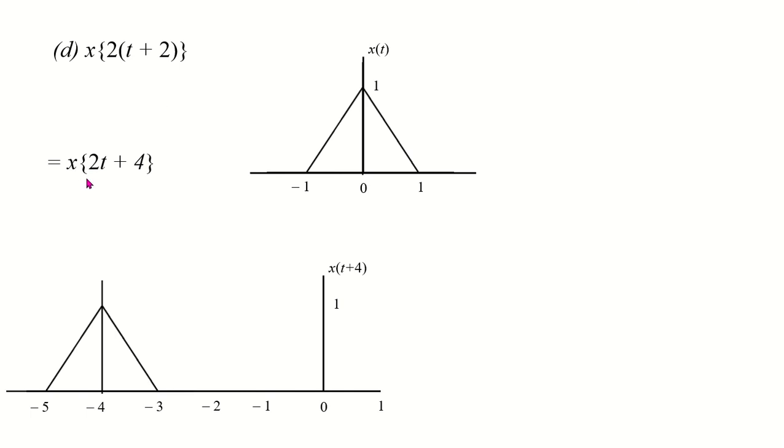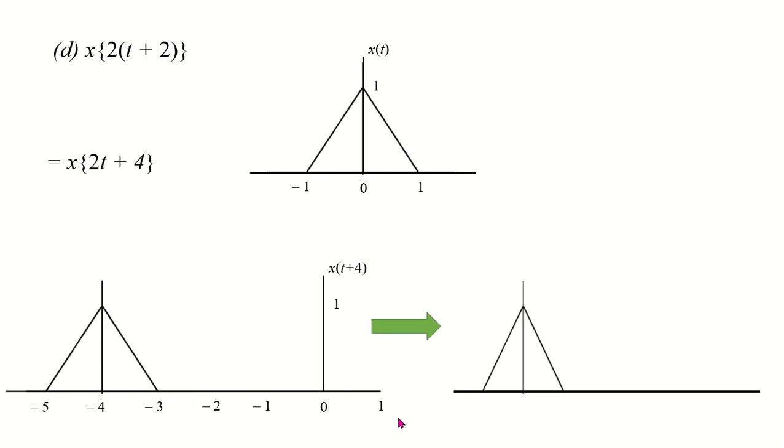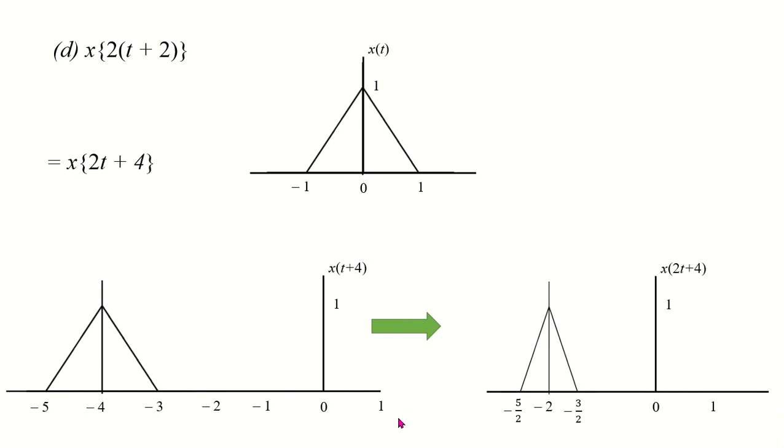So now, in order to plot this sketch x(2t + 4), we have first of all to time shift the original signal x(t) by a factor of plus 4, which means that this waveform will be shifted by a unit of 4 towards left as shown here. And after shifting this waveform towards left by a factor of 4, the second step is to time scale it by 2. So the whole x-axis along with the waveform will be compressed, and the signal would look something like this.